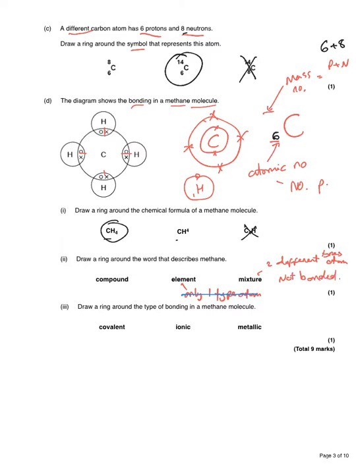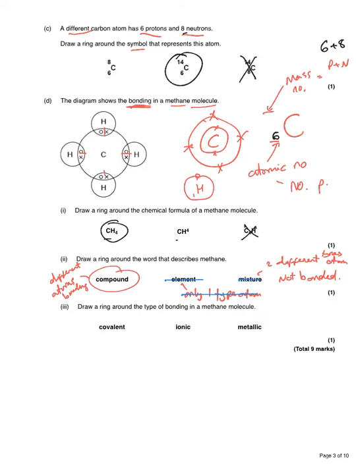Well, clearly, the question shows bonding, and there's a bond between the carbon and the hydrogen. So therefore, it's not mixture either. So therefore, your answer is compound, which has different atoms chemically bonded, because I've got carbon and hydrogen bonded together.